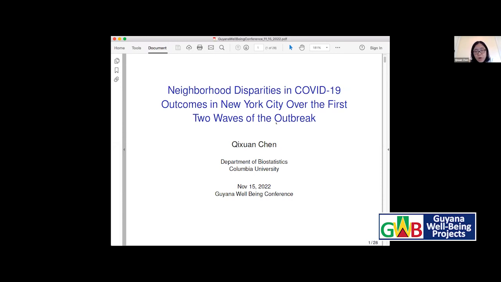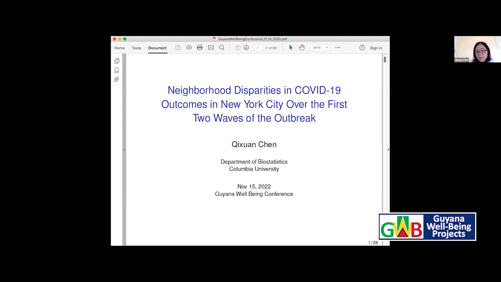As my title shows, through this dashboard, we see a lot of neighborhood disparity. As I showed you on the map, some neighborhoods have a darker color compared to others, and we want to know what causes this neighborhood disparity. When we worked on the paper, we had access to the data of COVID-19 outcomes for the first two waves. The first wave is March to May 2020, and the second wave is from December 2020 to April 2021.